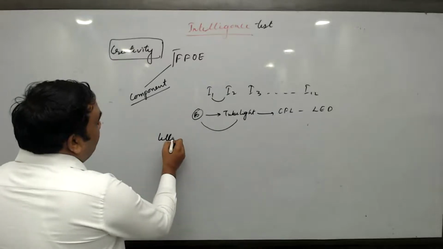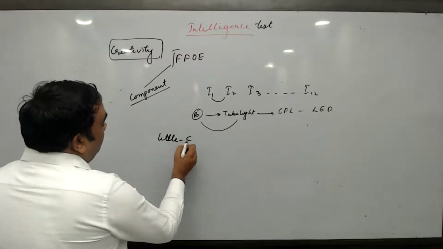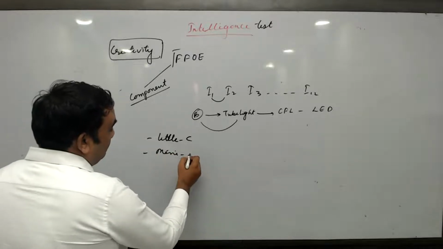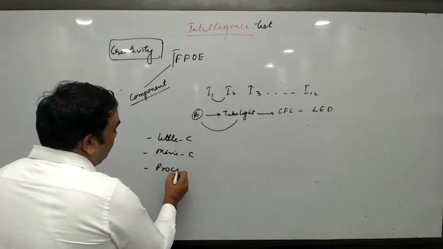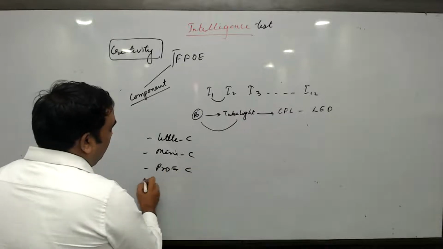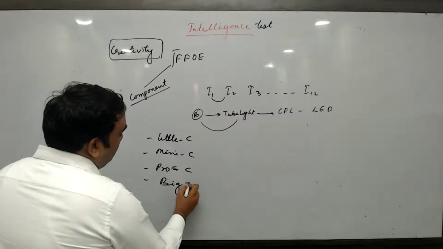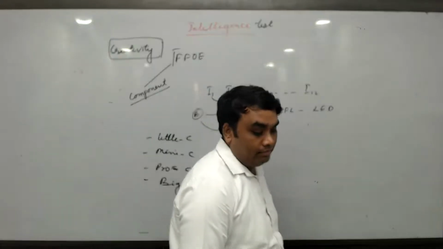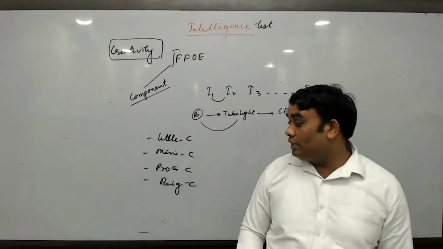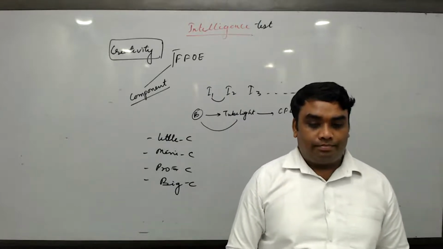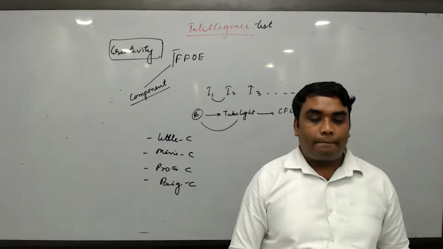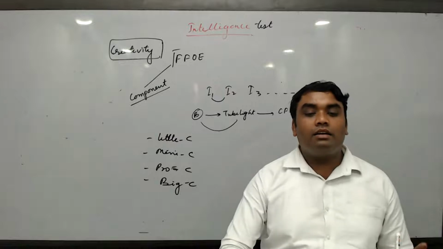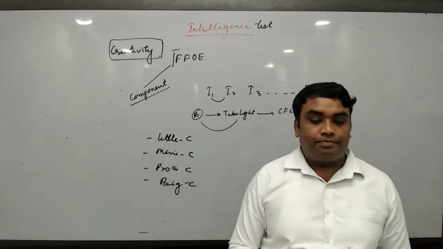Here is the little c, mini c, pro C, big C. Little c, mini c, pro C, and big C. So these are types of C. Yes, there are four types of it. All these basic things are important for understanding creativity.